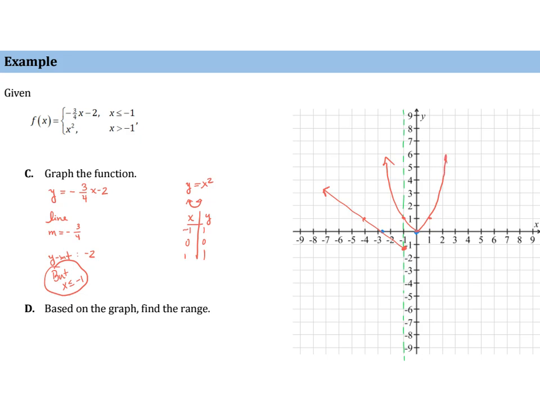But, again, we have to consider the fact that this is only good as long as x is greater than negative 1. So we have that demarcation on our coordinate plane of x equals negative 1. We only want this piece of this squaring function to be to the right of negative 1. So let's erase anything that's to the left.